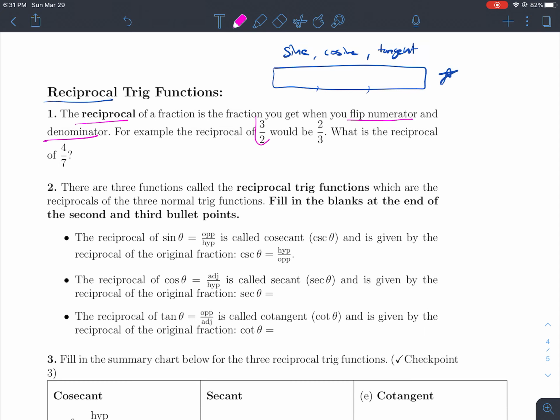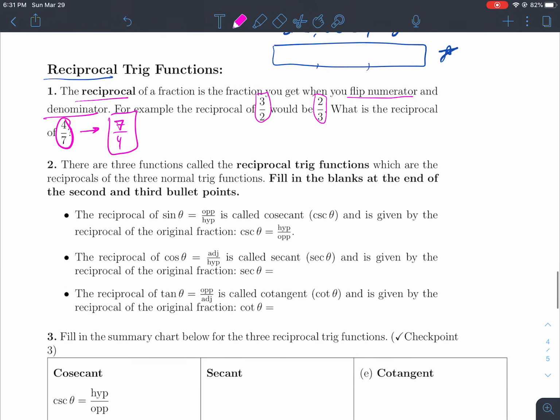For example, the reciprocal of 3/2 would be 2/3. What is the reciprocal of 4/7? Well, all you do for a reciprocal is you flip it, so 7 over 4. They're not the same thing, but they're definitely related. So it turns out that very frequently you end up having to flip your trig functions, so we actually give those different names. So here's the answer.